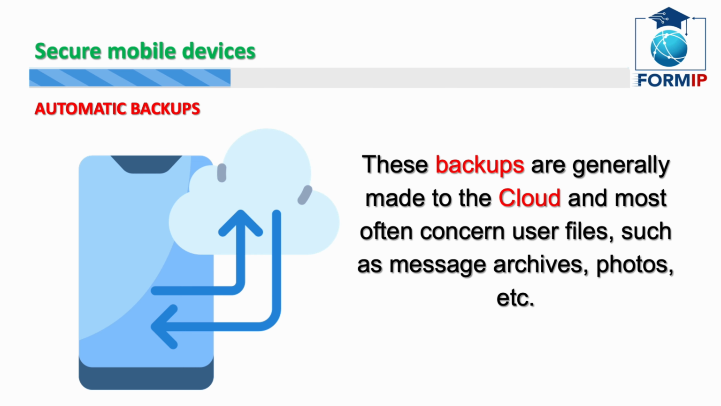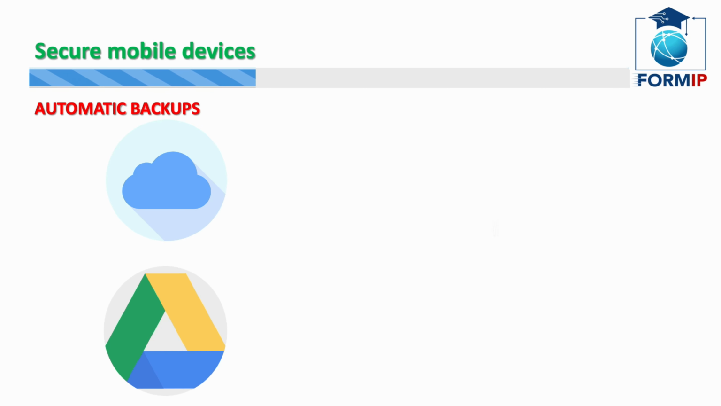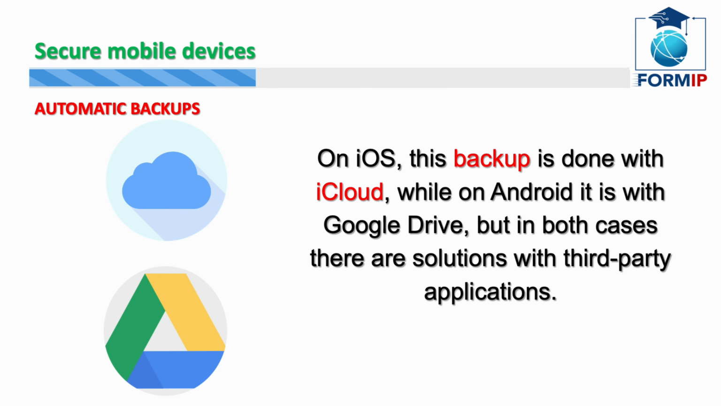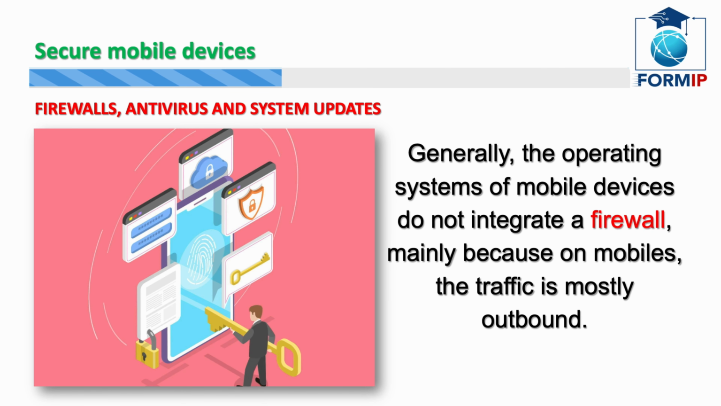It is also possible to make complete backups of applications, call history, device settings, contacts, calendar, etc. If you need to replace your phone with a new one, well, it is possible to restore everything so that the new device is in the same condition as the old one. On iOS, well, it's with iCloud that this backup is done, while on Android, it's with Google Drive. But in both cases, there are solutions with third-party applications.